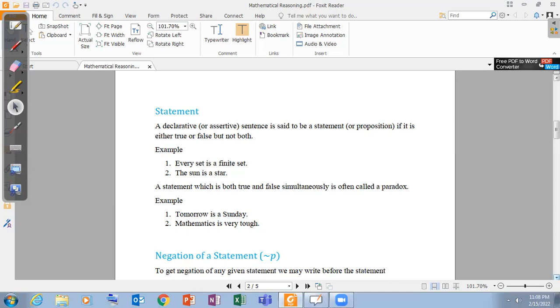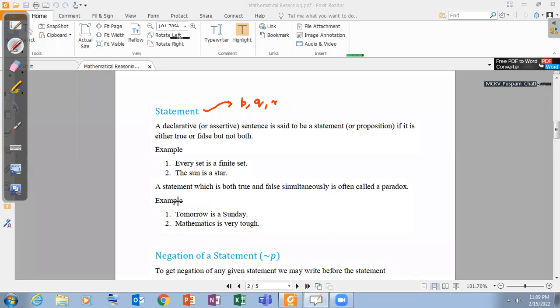When we talk about true or false, we talk about the truth value of the sentence. Generally, a statement is denoted by P, Q, R, like that. Now, the sun is a star. This is also an example of a true statement.